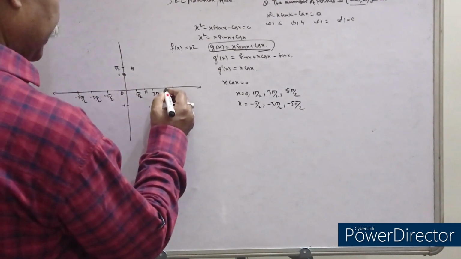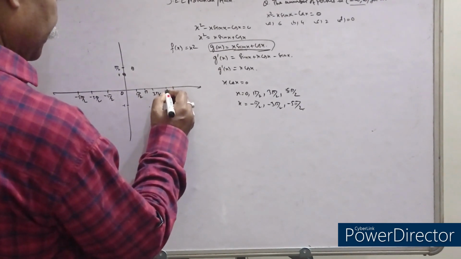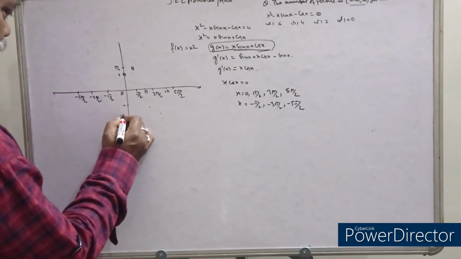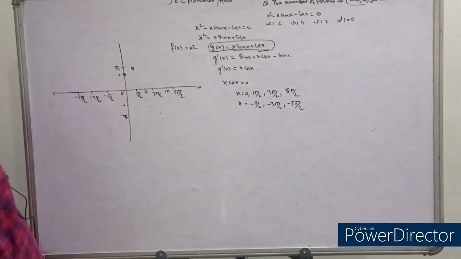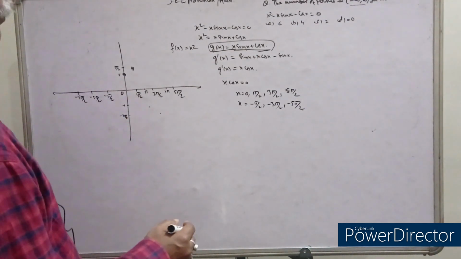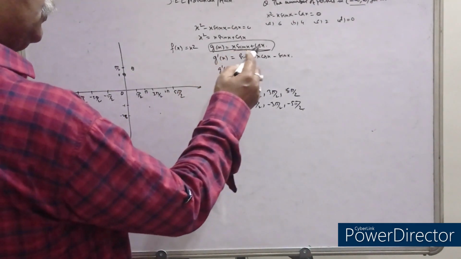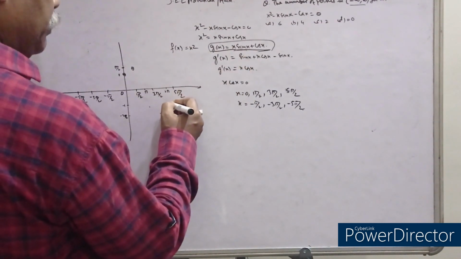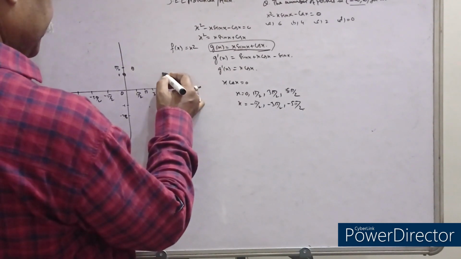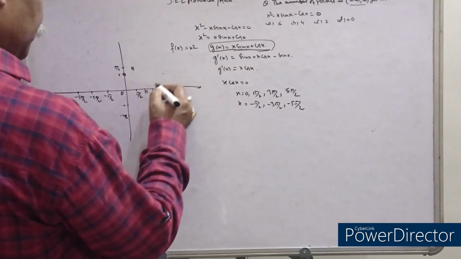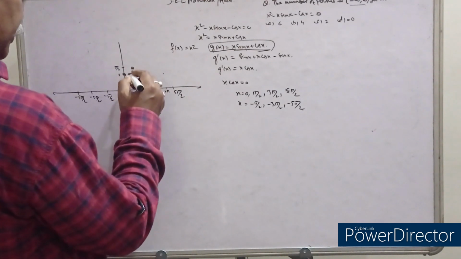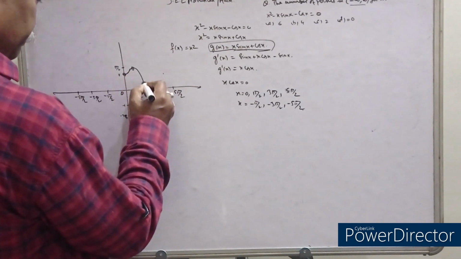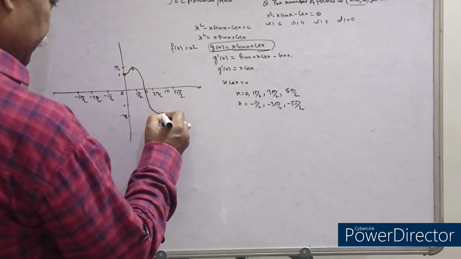Then again, when I come to 2 pi, it is somewhere like this. So again pi, 2 pi: at 2 pi this will be 0 and this will be 1, so it will be somewhere like this. Your graph will be of this type.